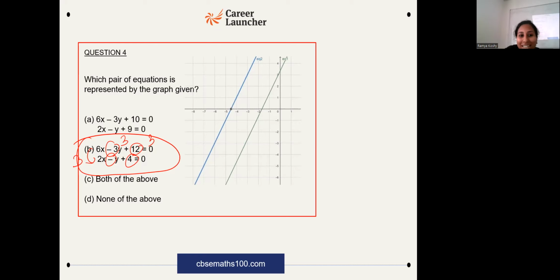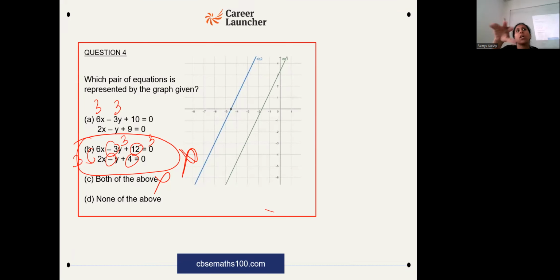6 by 2, 3. Minus 3 by minus 1, 3. 12 by 4 also 3. So this cannot be the answer. So definitely both of the above cannot be the answer. Option B is not the answer, which means option C is also not the answer. If you look at option A, 6 by 2, 3. Minus 3 by minus 1, 3. 10 by 9 is not 3. So these are parallel lines. Okay, they are parallel lines.